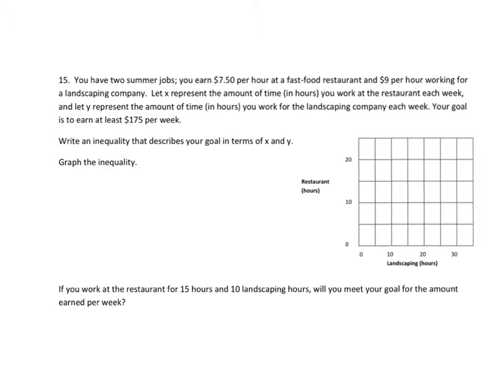So you have 2 summer jobs. You earn $7.50 per hour at the fast food restaurant, $9 per hour working for a landscaping company. If X is the amount of time you spend in the restaurant and Y is the amount of time you spend working for the landscaping company, we're supposed to write an inequality that models that. We want to earn at least $175 per week.